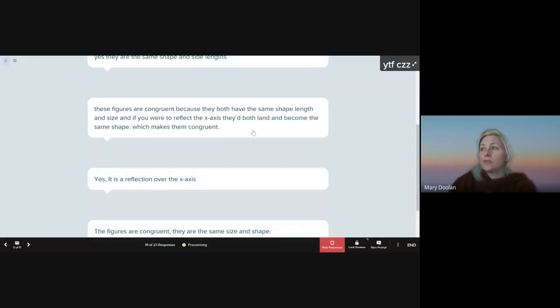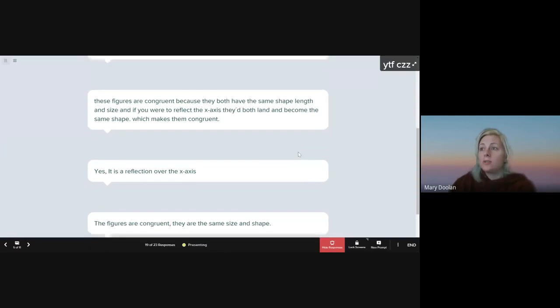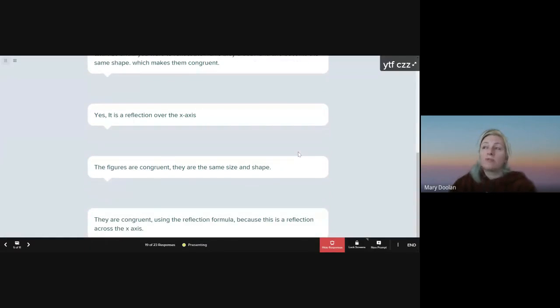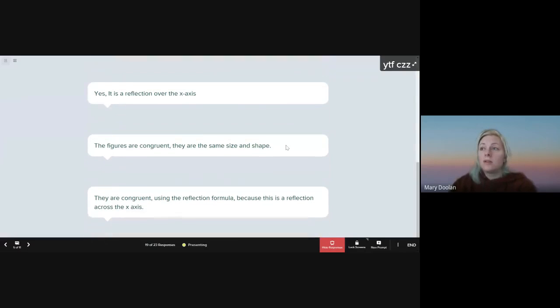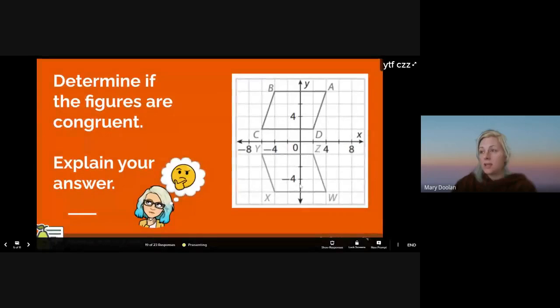These figures are congruent because they both have the same shape, length, and size. If you were to reflect across the x-axis, they both land and become the same shape, which makes them congruent. Absolutely. Yes, it is a reflection across the x-axis. Good. Figures are congruent. They're the same shape and size. They're congruent using the reflection formula because this is a reflection across the x-axis. So those are all amazing answers. You guys did really good.